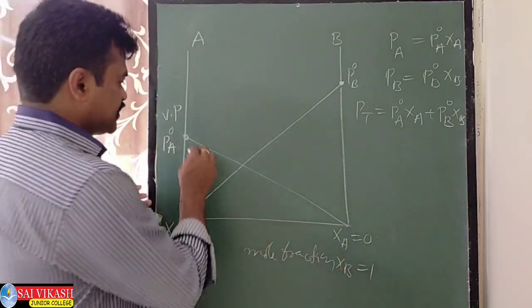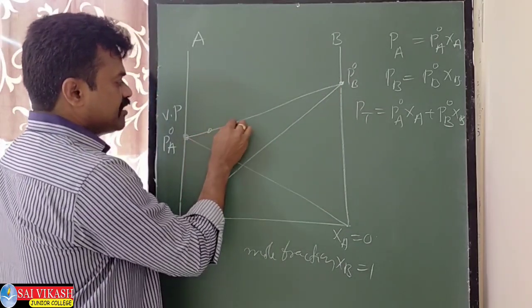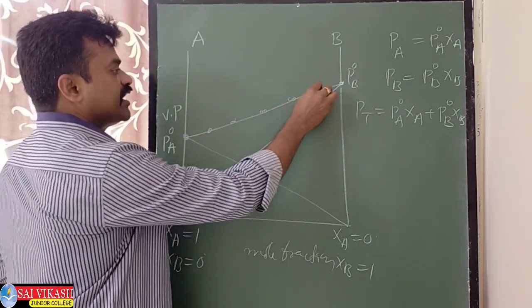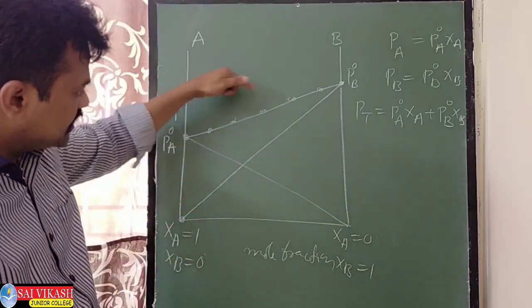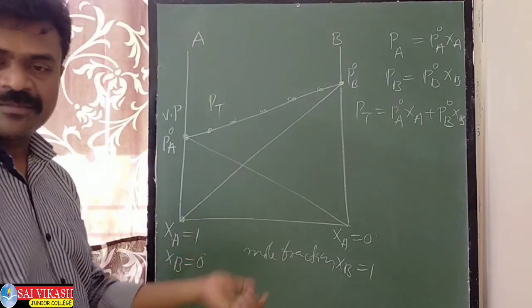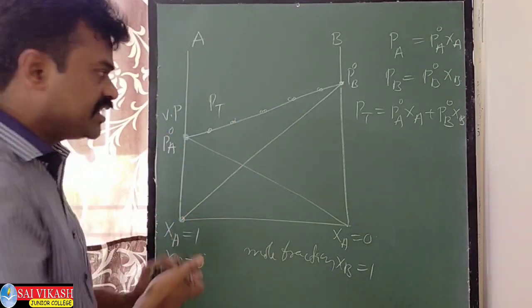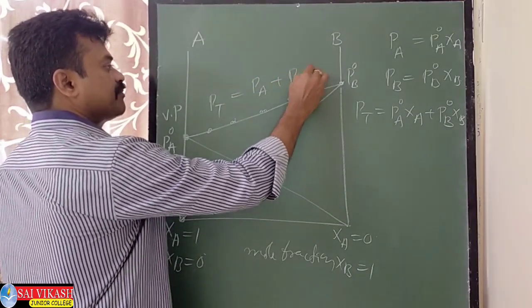If you attach these two points, at any point on this line you will get the total vapor pressure only. Here you will get PT, the total vapor pressure. Total vapor pressure means the sum of the vapor pressures PA and PB.